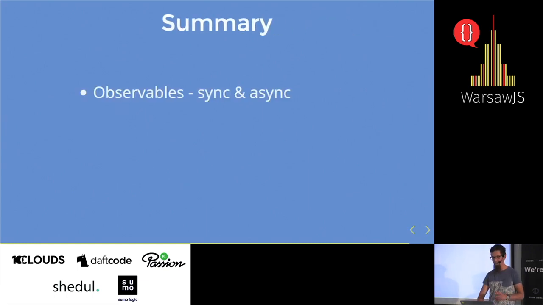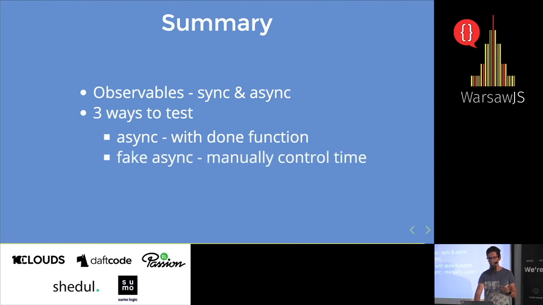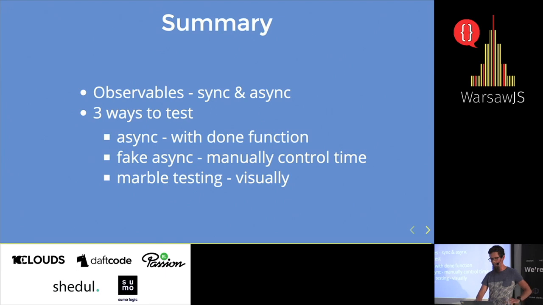To summarize, we learned that observables can be both sync and asynchronous. There are 3 ways to test them: async with done function, fake async when we manually control time, and marble testing, which is more visual.